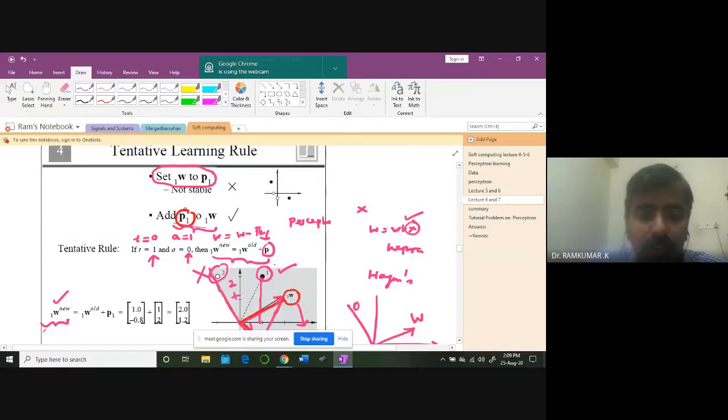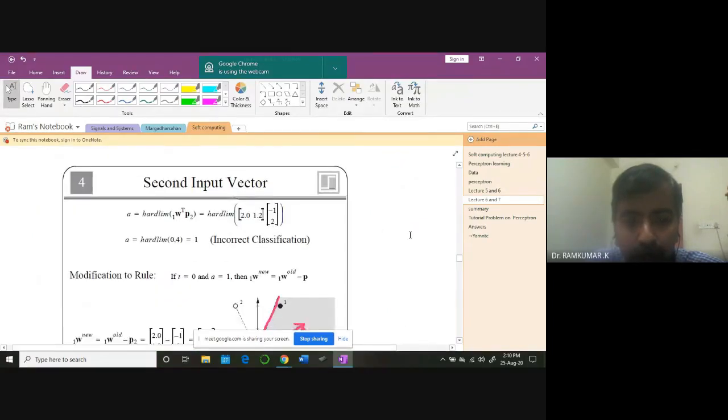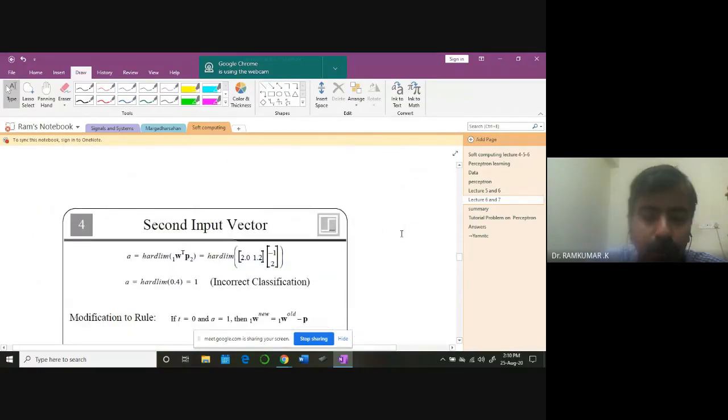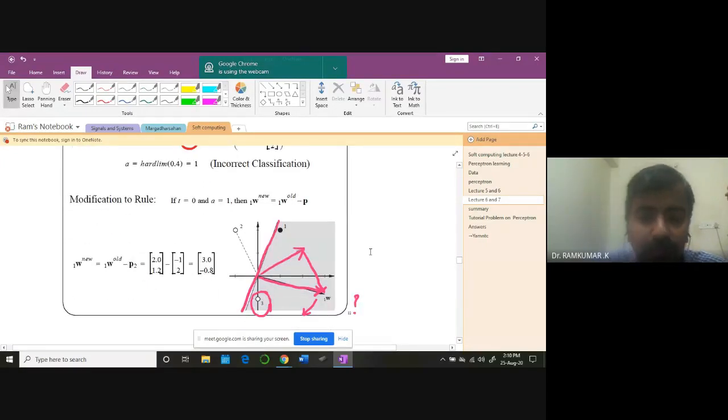Now, because of that, what happens? It's classifying the first pattern properly, but for pattern 2 it is not classified correctly. Incorrect classification. Now again you have to update the weight. From here, this is the initial weight now, and from here it is moving back.